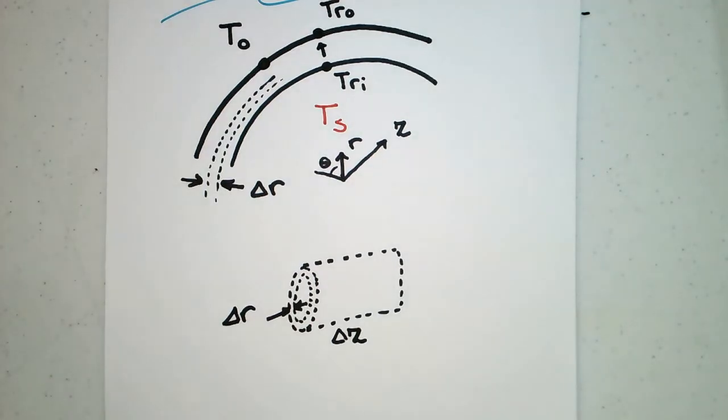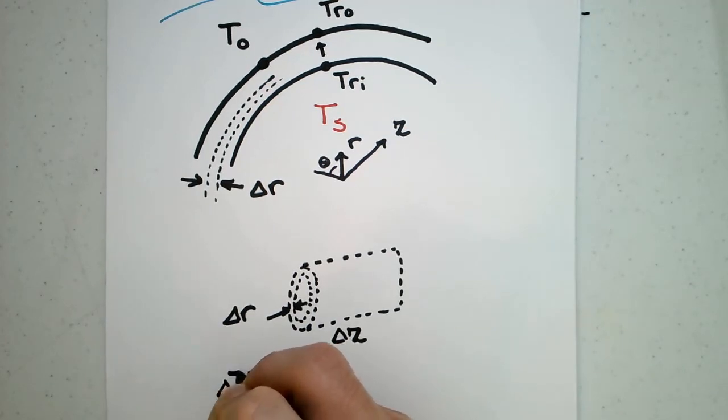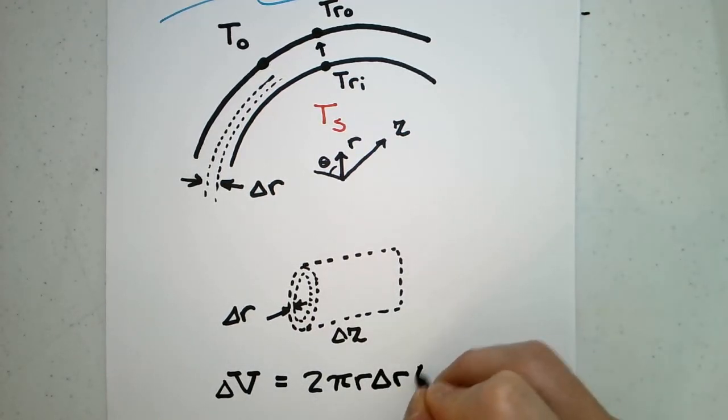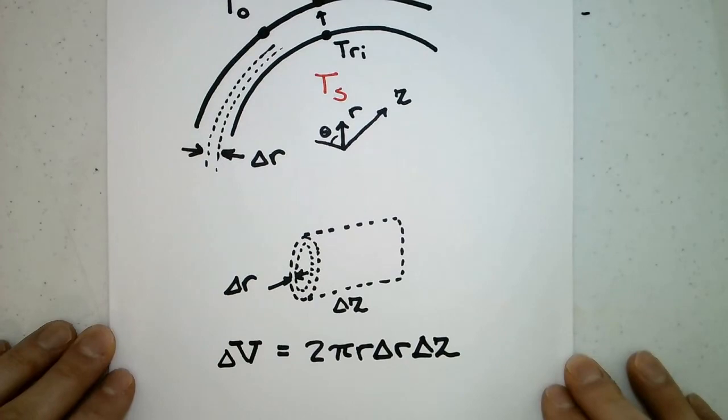Has anyone taken multivariable, I think is where you would get this, and know what the volume of a differentially small but finite control volume would be? I think it would be 2 pi r delta r delta z. And I think it'll be worthwhile taking a bit to derive this. All right, so let's take a look at this and why this would be true.